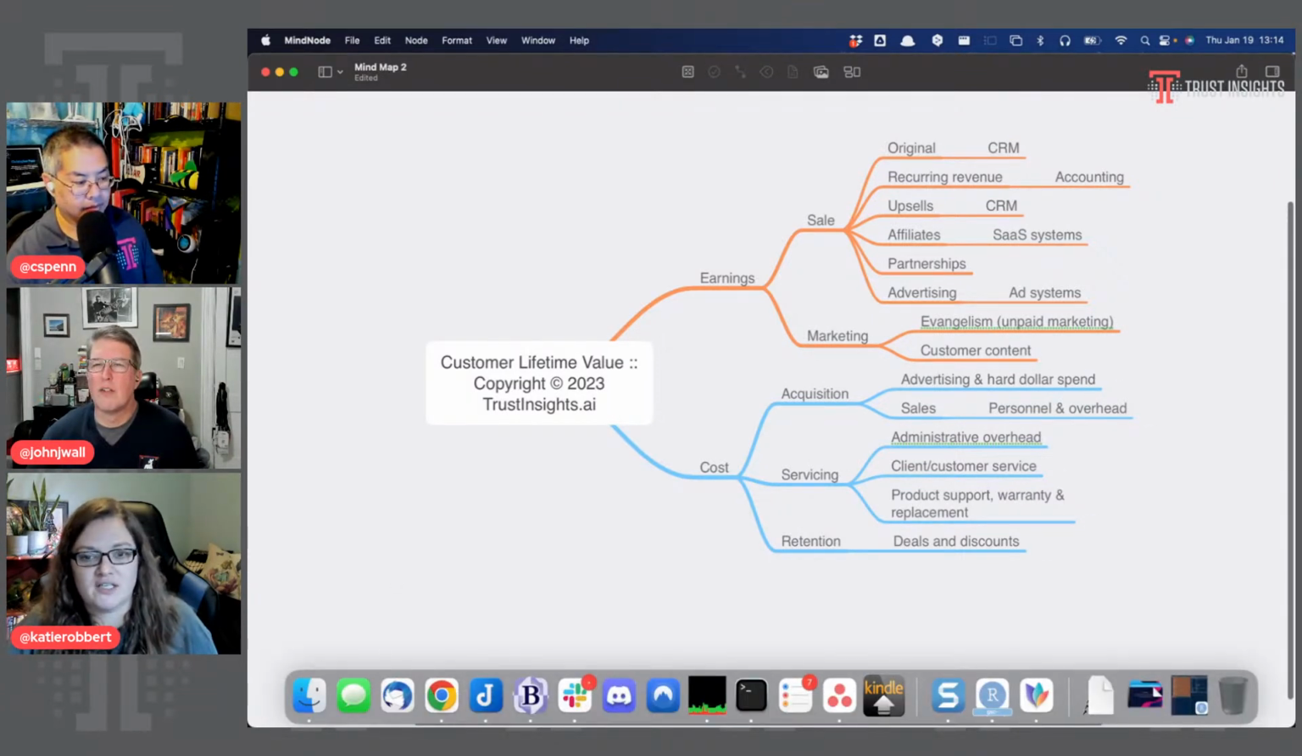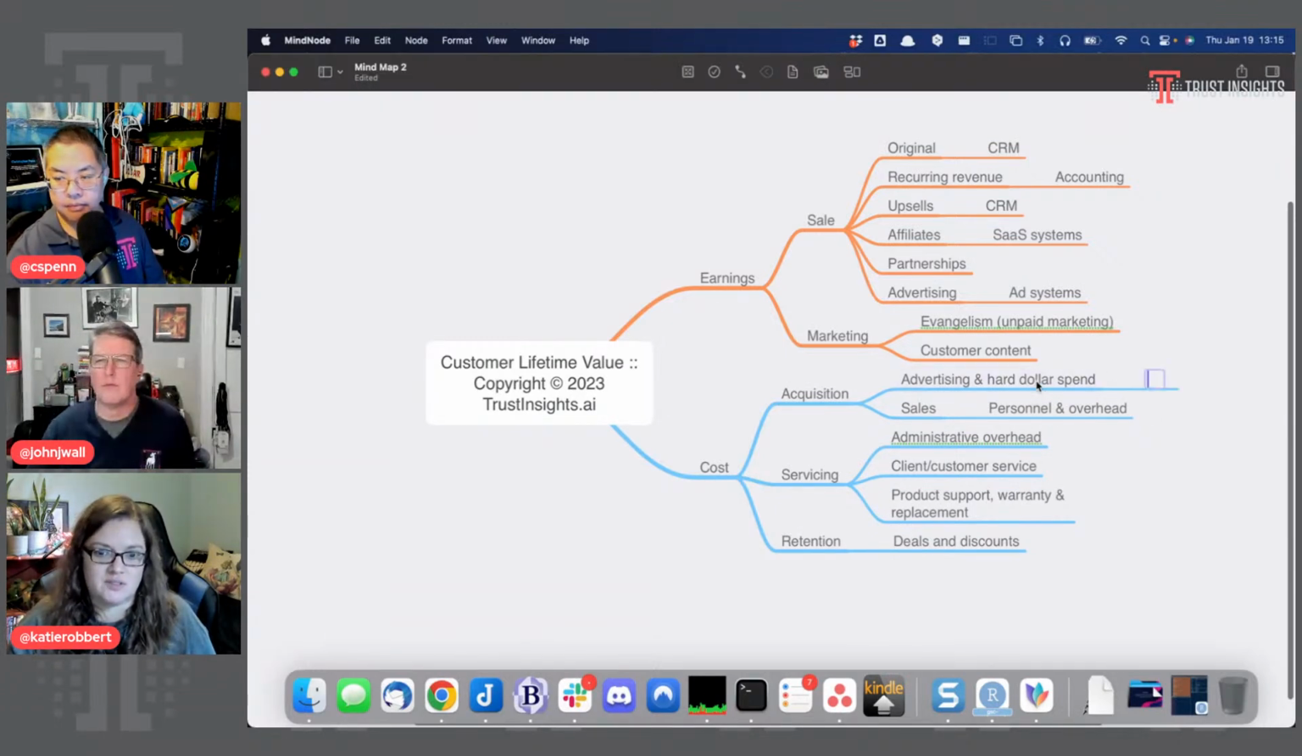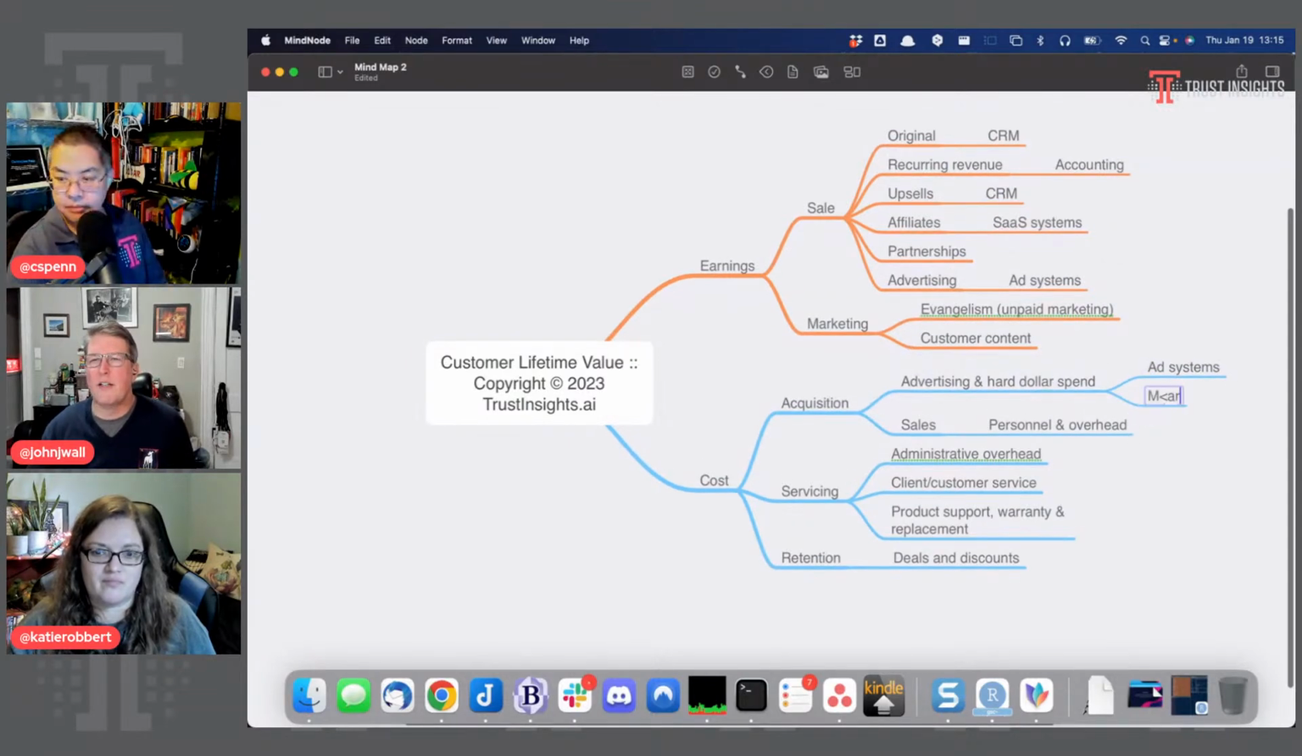The advertising and hard dollar spend, that again might come down to an ad system. Depending on how you're marketing, if you're doing email marketing, organic search, or ads, those are all different systems. Yeah, all those servicing stats are sitting on some weird homegrown IBM system with a server in somebody's basement that no one knows how to get to.